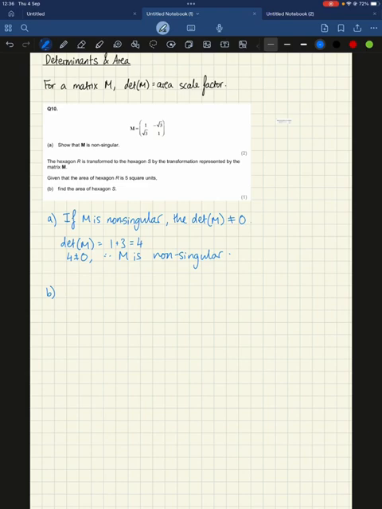Well, the transformation matrix is M, and the original hexagon, so the object, we'll just put area as A is equal to what? Oh no, it's 5. And the image area is what we have to find out. Well, we know that the determinant of M is the area scale factor.